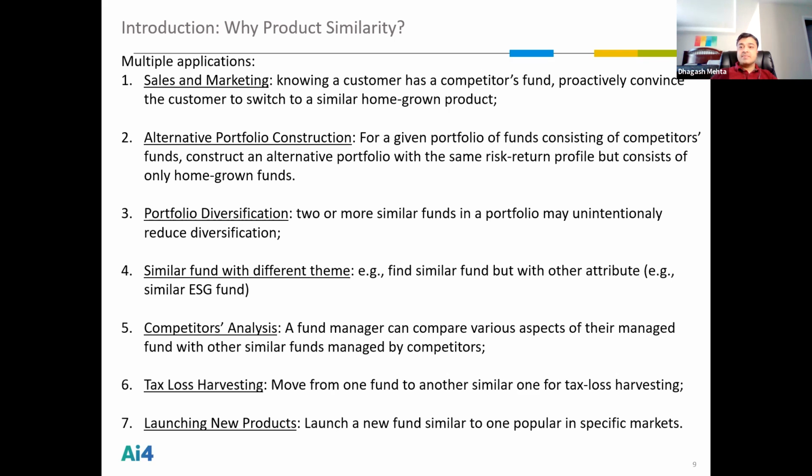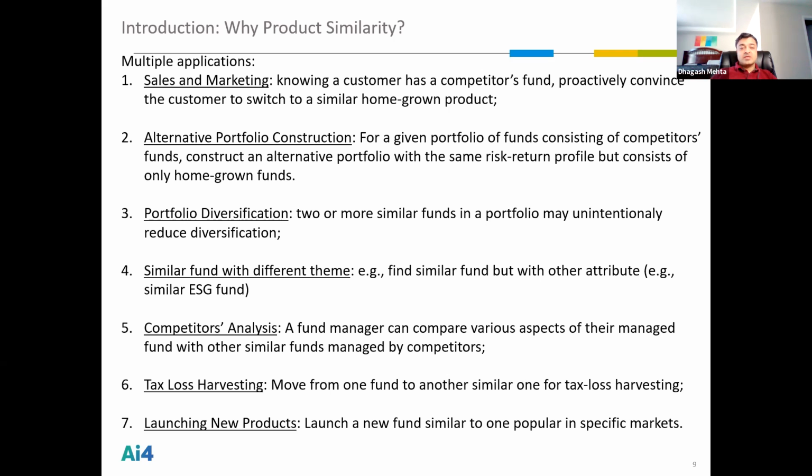First is sales and marketing. If you are a salesperson and you go to your end customer, and see some specific mutual fund of your competitor's company, you can then run this product similarity tool and come up with the most similar fund that you have in your company's portfolio, and recommend this fund to your end client. You can argue that this is a similar fund, meaning that the client will not lose the risk-return profile that they already have. It's just that your company might have a better brand name, better reputation, and so on.